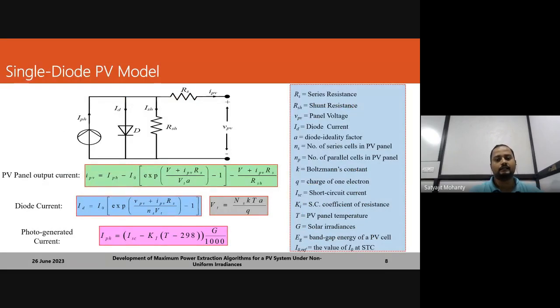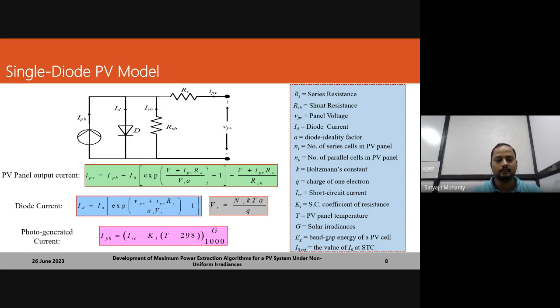In general, when we go for modeling a solar PV cell or a solar PV panel, we need to model it. Either we can model it with a single diode or go for a two diode model. Single diode is always chosen over two diode because here the parameters are fewer, and we can easily form a photovoltaic panel. But if we go for two diode, the complexity increases. So therefore, we normally go for a single diode PV model.